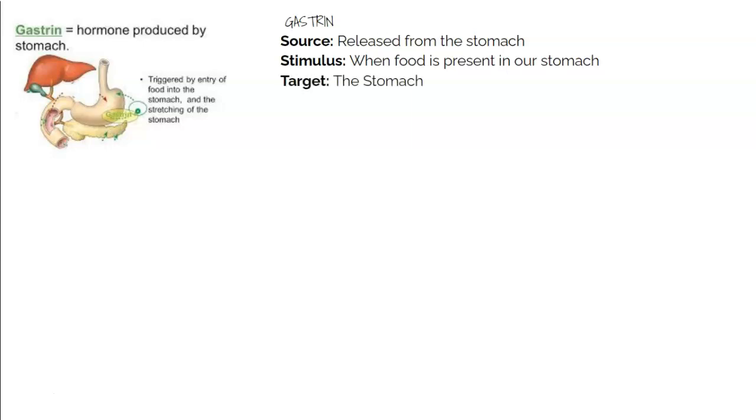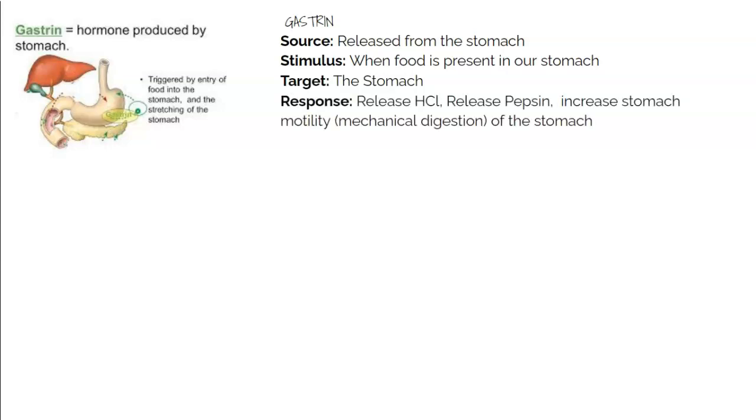The target for this hormone, so where it is going to, is still our stomach. And its response, its role of what it's supposed to do, is it's actually the reason we release hydrochloric acid and pepsin. When we think back to how we digest food, we talked about how hydrochloric acid's job is to tear apart food, especially breaking down polypeptides, just making them smaller. And pepsin is an enzyme that is digesting proteins in the stomach. They're not just always hanging out there. The reason they get released in a large amount is because of this hormone gastrin.